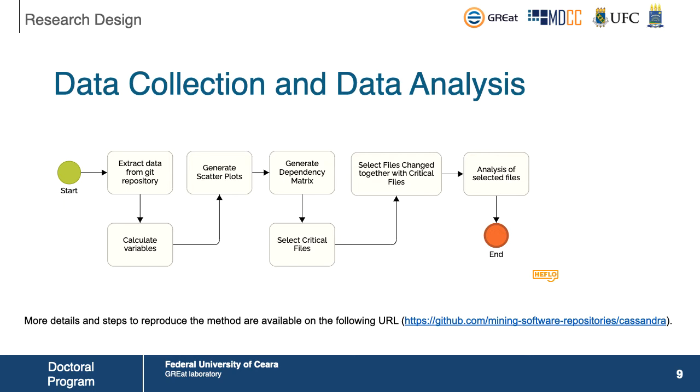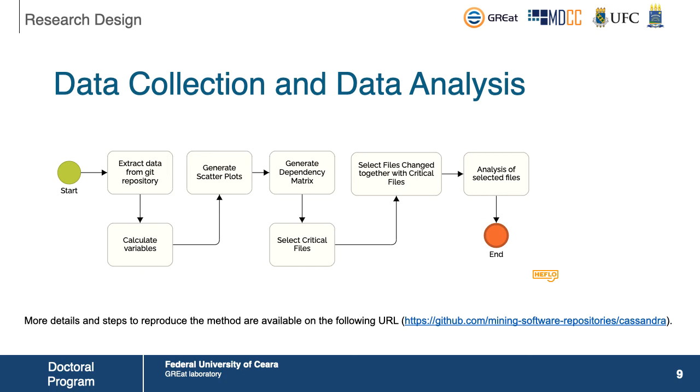Talking about data collection and data analysis. For data collection and data analysis, we defined the following process. We will explain 7 stages. In the first stage, we get commits and the files modified in each commit. In stage 2, for each file, we calculate accumulated modified lock, file occurrence in commits, and cyclomatic complexity.